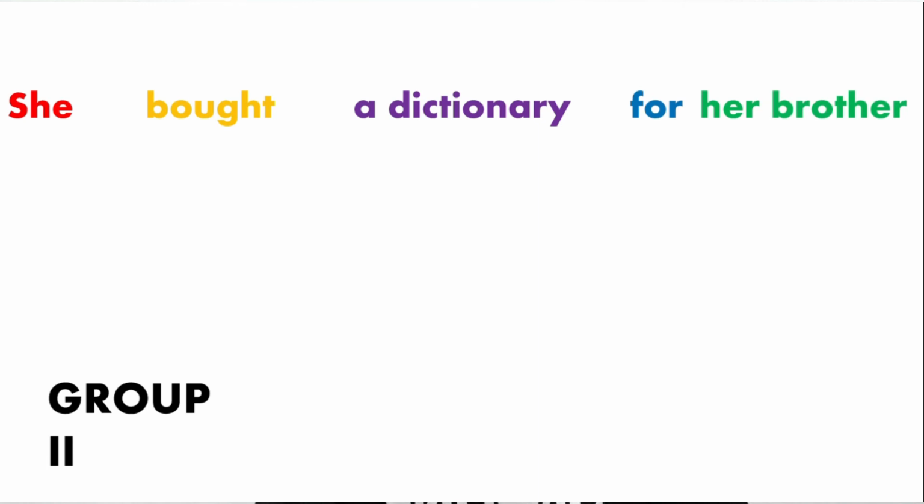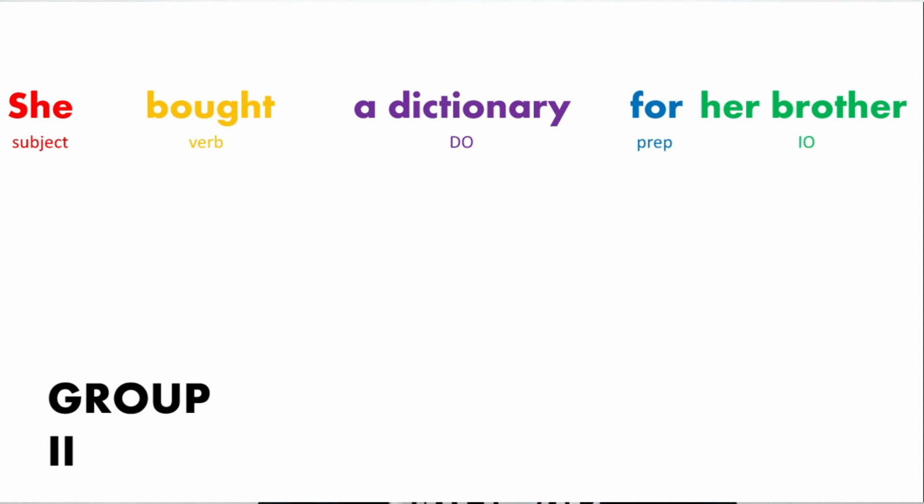Now let's go to the example of group 2. We have, she bought a dictionary for her brother. It is the same as the former group. She is the subject, bought is the verb, and now we come to the objects. What is being bought? That's right, a dictionary. In this way, a dictionary is the direct object. And sure, for is the preposition, and of course, her brother is the indirect object.